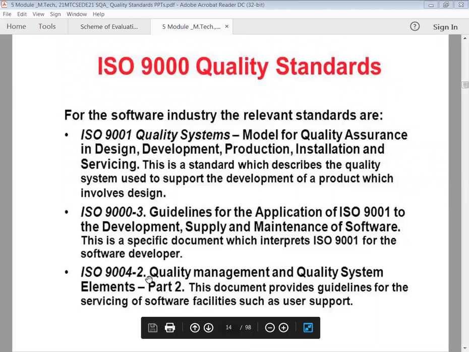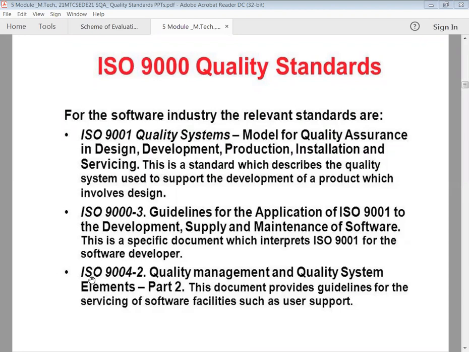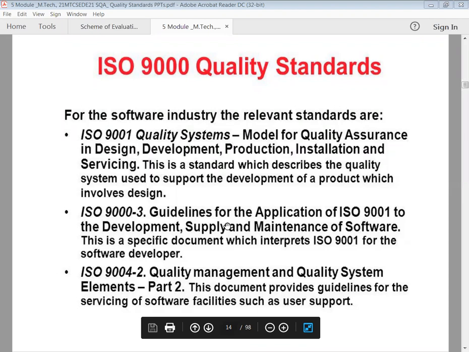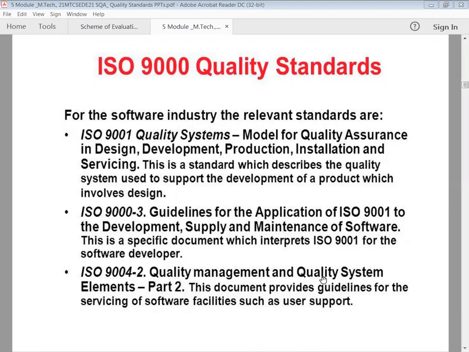The same way, 9004.2 gives you quality management and quality system elements, part 2. This document provides guidelines for the service of software facilities such as user support. So what user support we get, how the users are benefited, user satisfaction, user friendliness, and the feedback process, considering the feedback and improving the software product. So these are the divisions of ISO 9000, the 9001, 9000.3, 9004.2. They mainly deal with software quality systems, guidelines for application, quality management, and quality system elements.